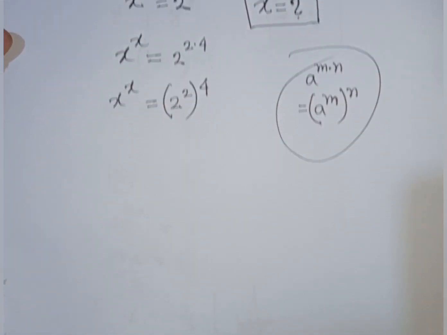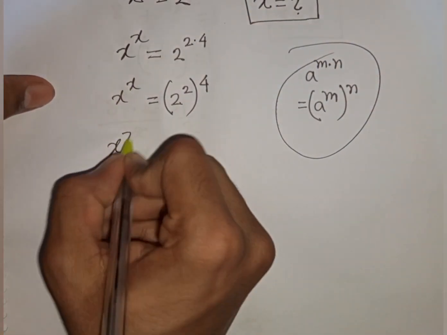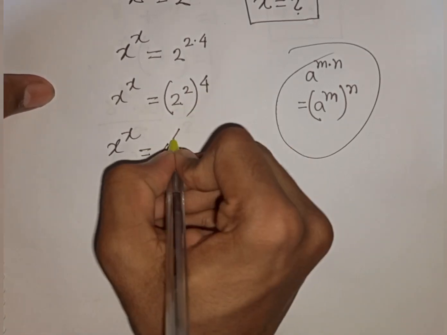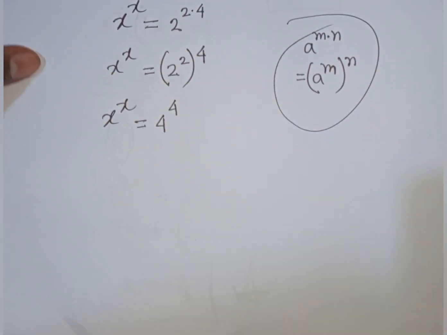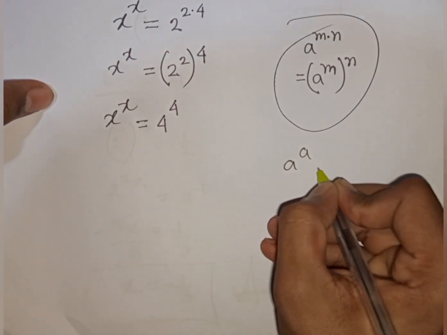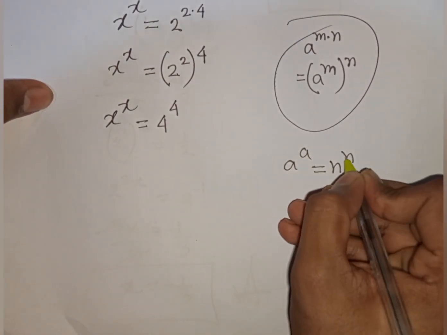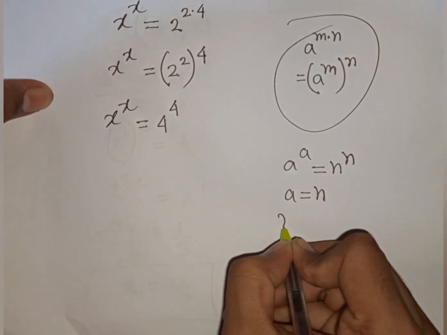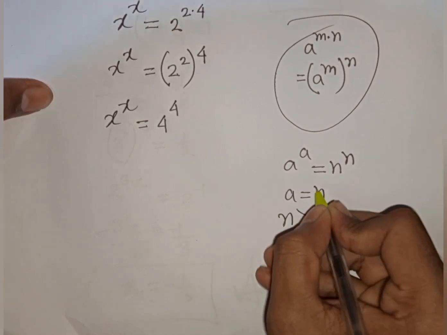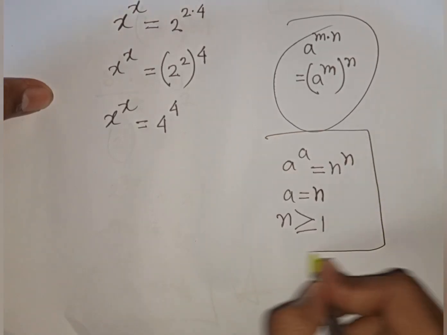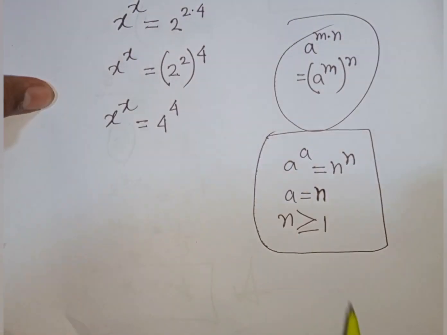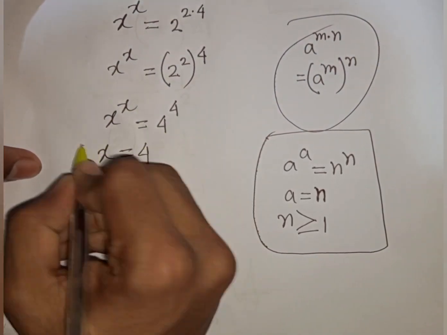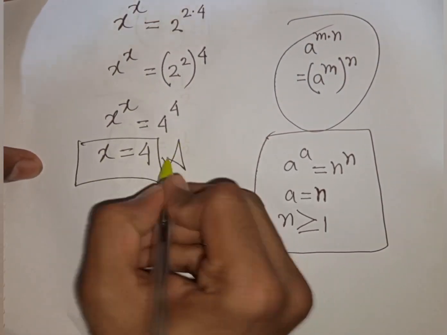Now we have x power x is equal to 2 power 2 is same as 4, then power of 4. Now here you can apply the rule that a power a is equal to n power n, so a will be equal to n where n is greater than or equal to 1. So according to this rule, I can compare here. So it will be x is equal to 4. So this is the value of x. So this is our final answer.